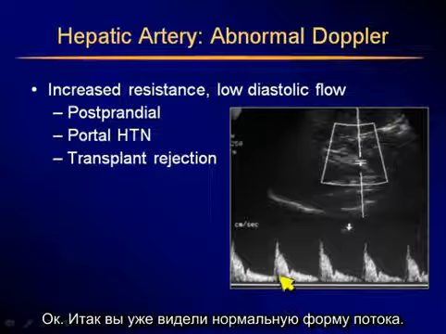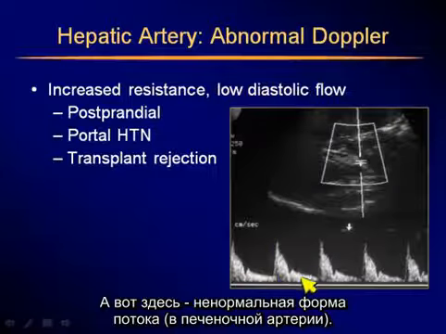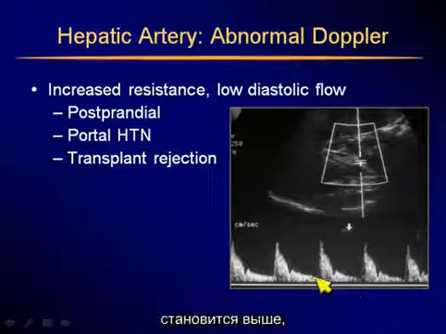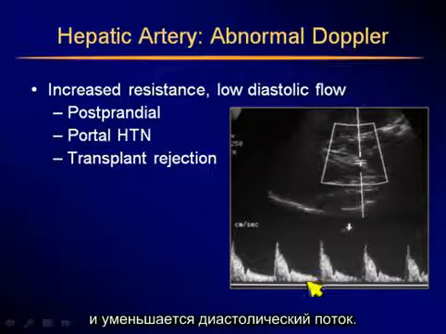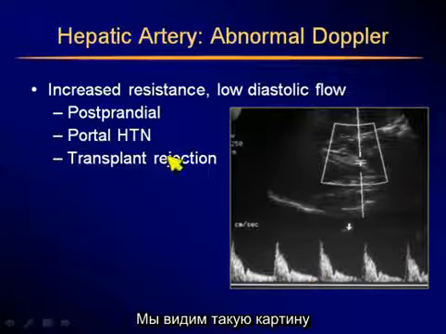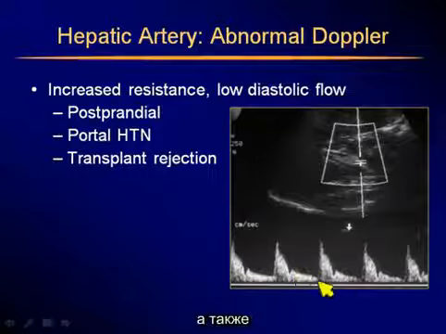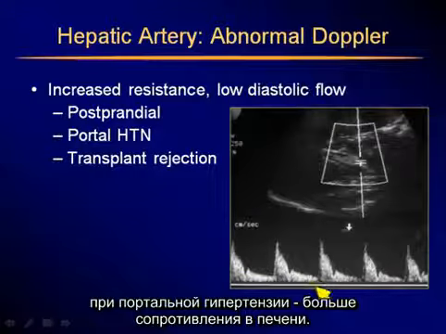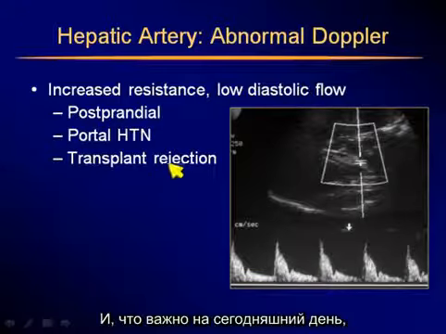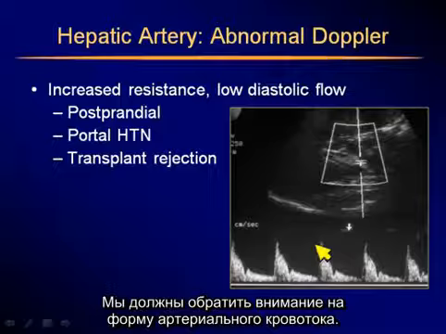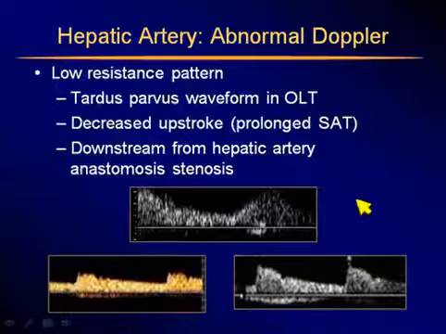Okay, so you saw the normal waveform. Now here's an abnormal waveform. The waveform becomes abnormal when the resistance becomes increased and diastolic flow drops. So we see such a pattern after eating, postprandial. We also see this with portal hypertension, more resistance in the liver, and more importantly these days, transplant rejection. We will pay attention to the arterial waveform.